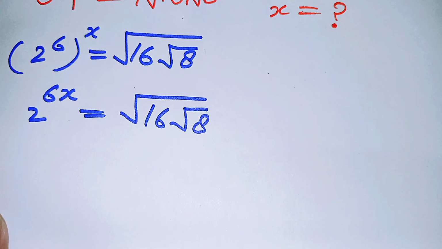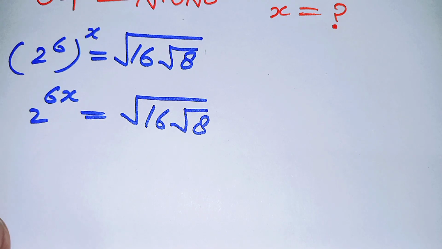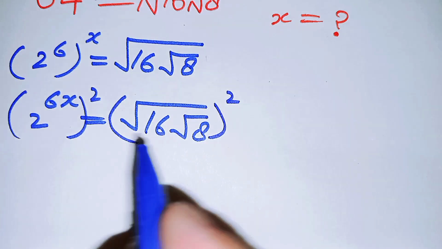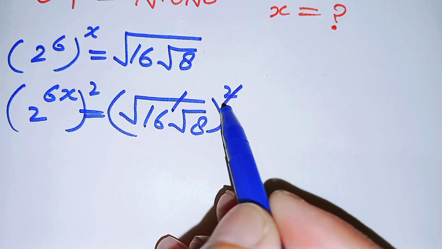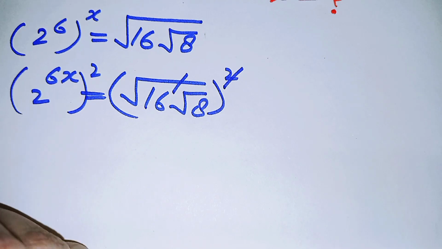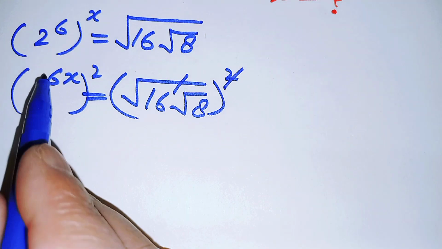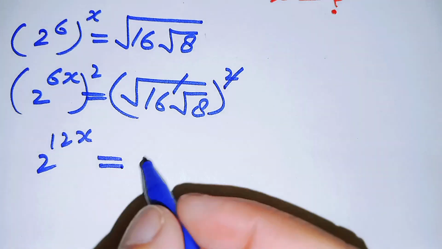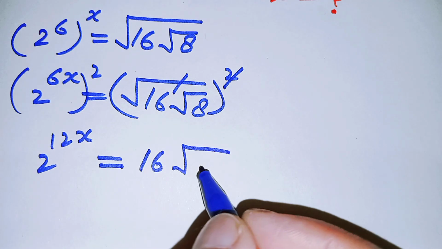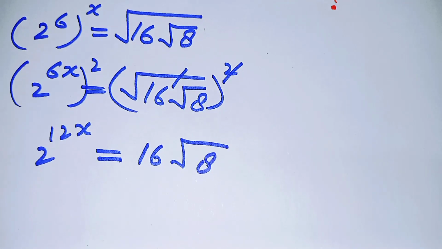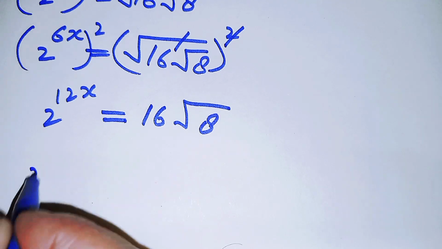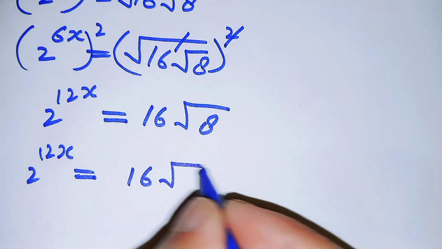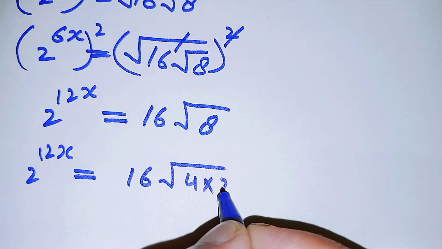Now we take the square of both sides, so the square root cancels with the square, and we multiply powers: 6 times 2 is 12, so 2^(12x) = 16 · √8. And √8 can be written as √4 times √2.